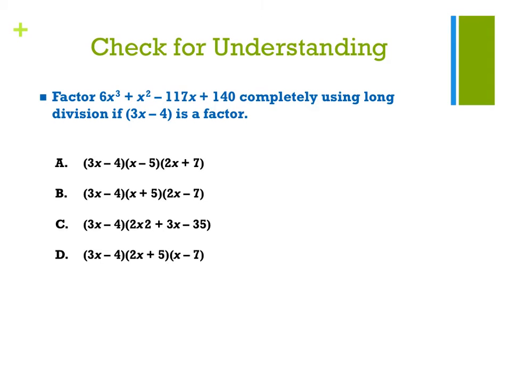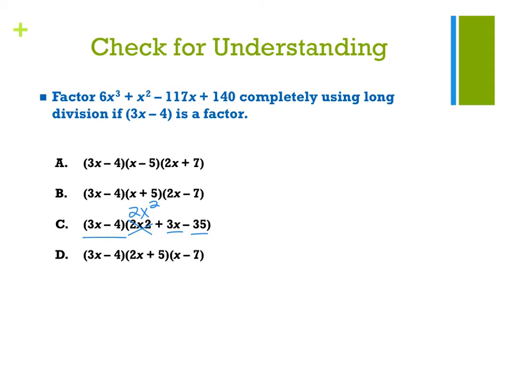Here we are at a check for understanding. I want you to go ahead and factor 6x cubed plus x squared minus 117x plus 140 completely using long division if 3x minus 4 is a factor. Now there's one typo in our responses here. This 2x, which it looks like 2 times 2 here, should be a 2x squared term. 2x squared plus 3x minus 35 is our answer for C. Or part of our answer for C, because you have 3x minus 4 as your other factor.